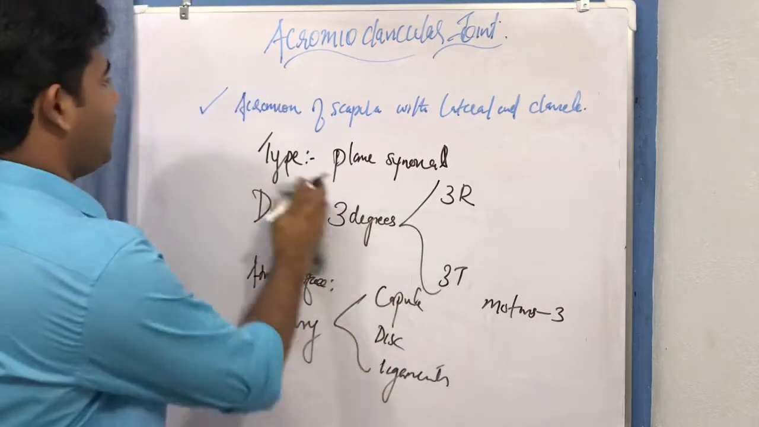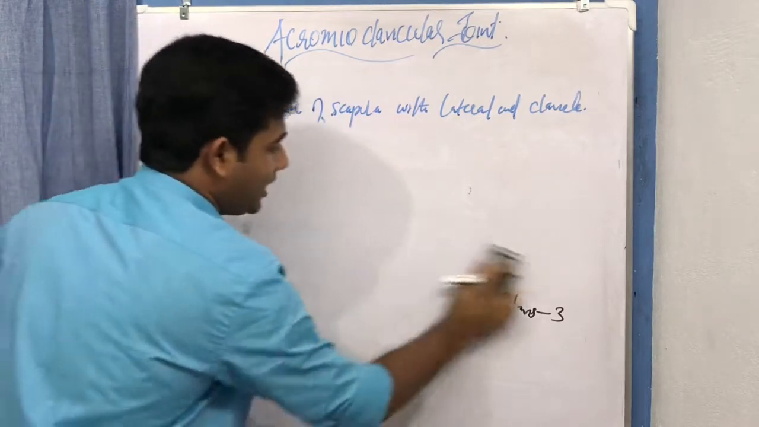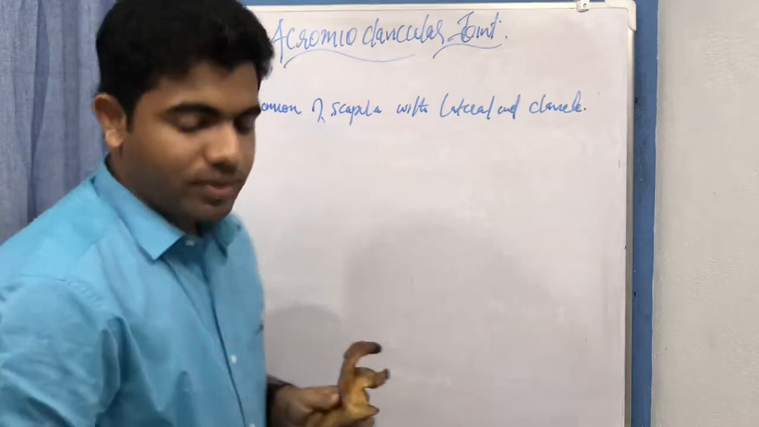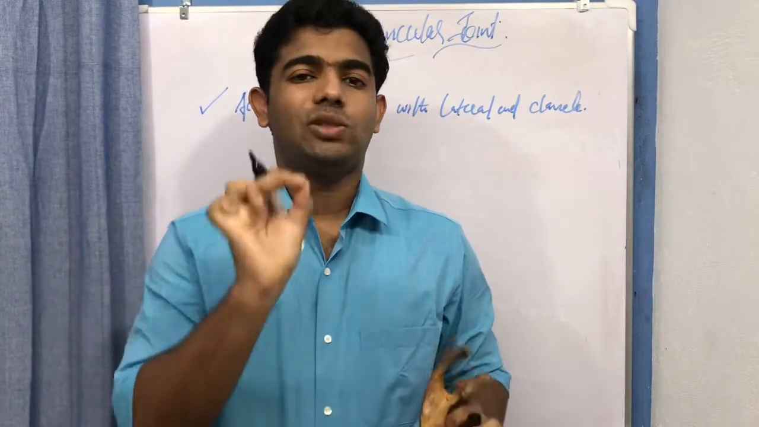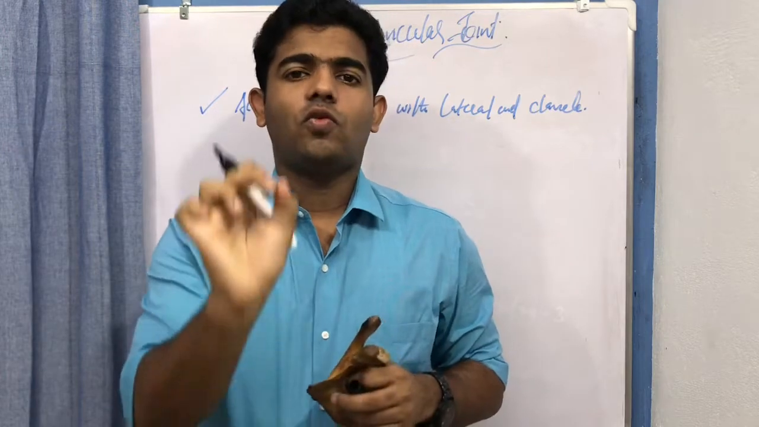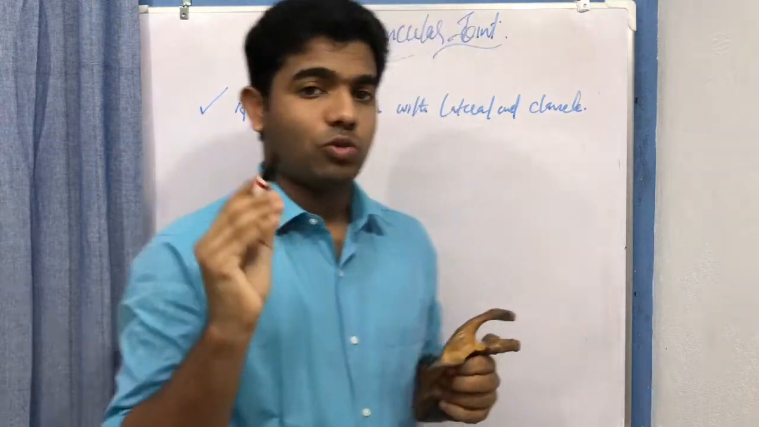Now, let us examine in detail each of these categories. We know that the joint is a plain synovial joint. There is nothing more to explain on that. The degrees of freedom in a synovial joint is always triaxial. Therefore, it has 3 degrees of freedom. That is 3 rotatory and 3 translatory.